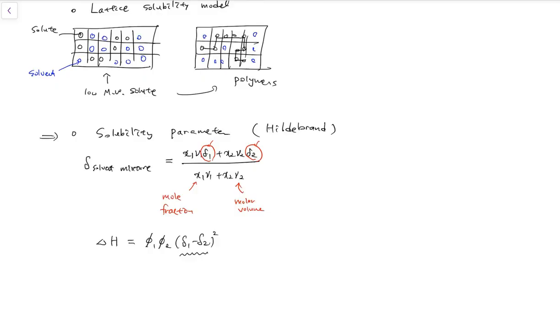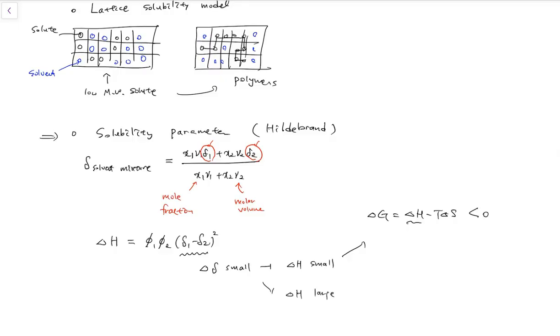So if delta 1 and delta 2, the solubility parameters of each component, have a small difference, which means that delta H is small, then in delta G equals delta H minus T delta S, since delta H is small, it's much more probable that we would have negative delta G.